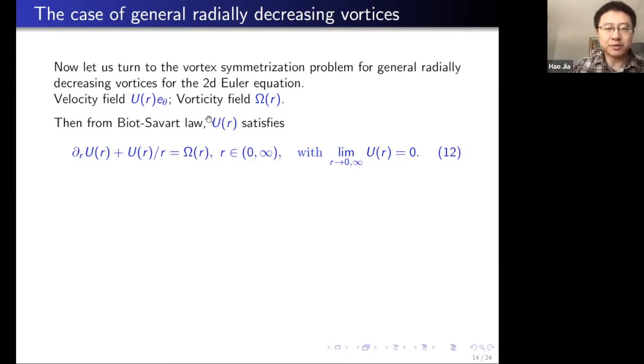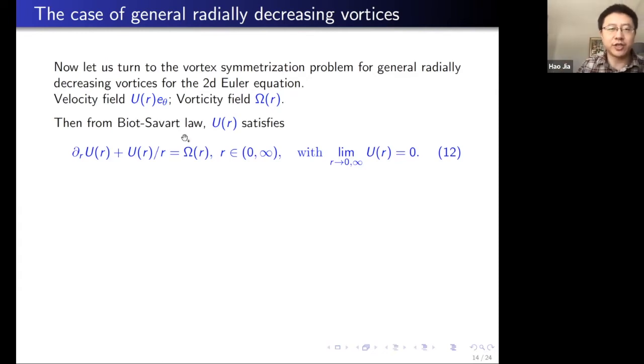I'll try to explain in the rest of the talk what these difficulties are. So let's consider this vorticity field given by omega(r), which is decreasing and smooth in r, and its associated velocity field u(r) e_theta. So omega(r) will generate this rotation, but it's very important that this rotation is not a rigid rotation. It's a differential rotation.